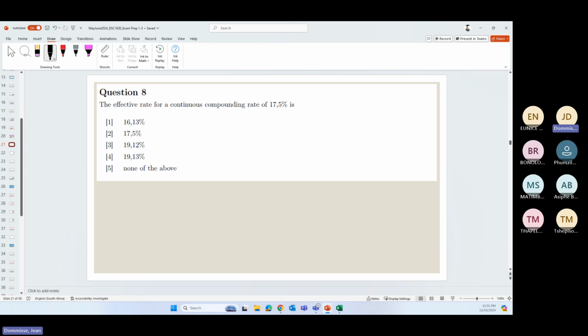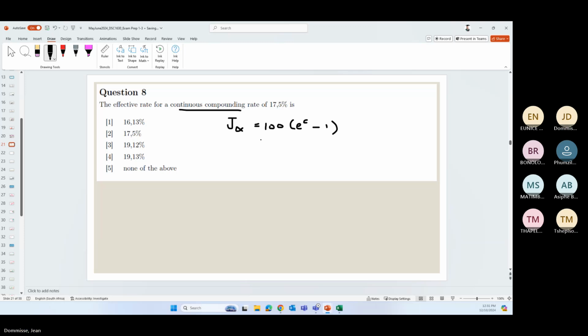So let's look at this one. Effective rate for continuous compounding. So again, I will share with you guys in the next week or so my formula page that I have added things. I will remember to send that to you guys so that you have that formula page when we need to do any of these questions.